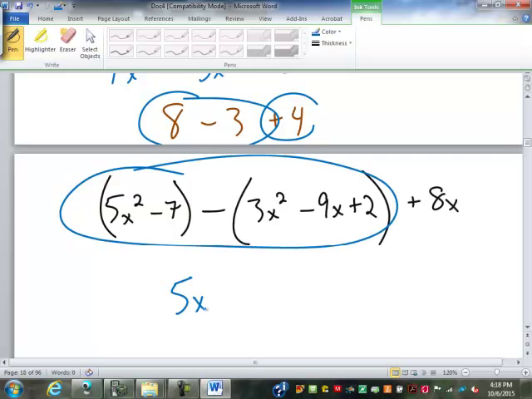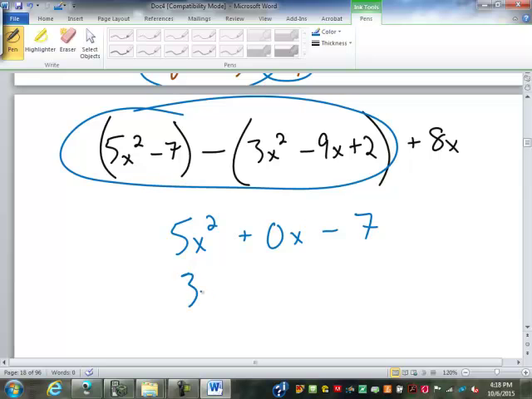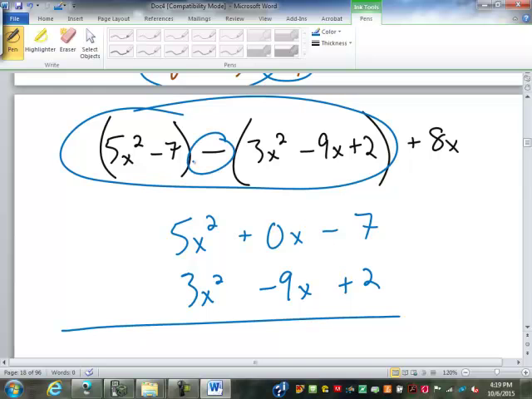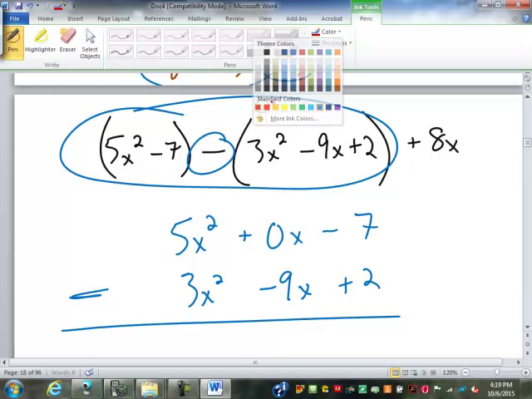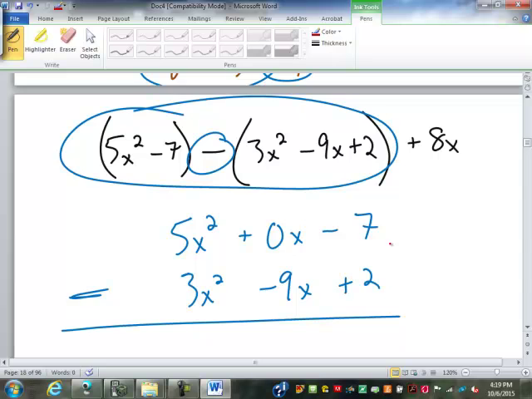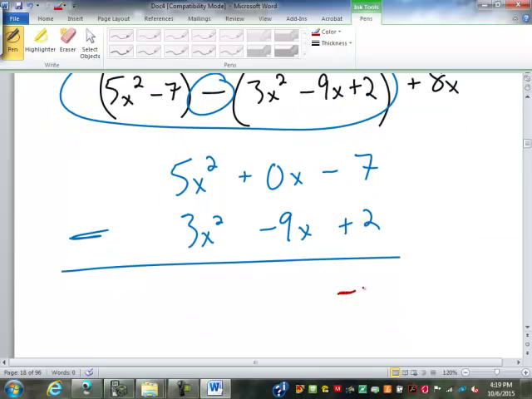So I'm going to write that out, 5x squared. Now there is no x, so I'm going to put in a plus 0x and minus 7. 3x squared minus 9x plus 2. And remember, we are subtracting. Negative 7 minus 2 is negative 9. 0x minus a negative 9x, positive 9x. And 5x squared minus 3x squared, 2x squared. Are we done?